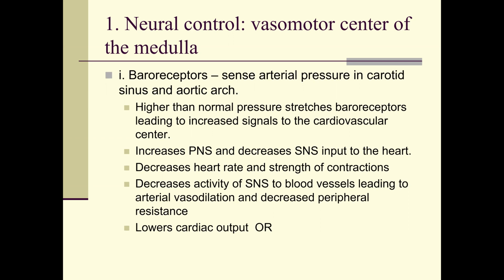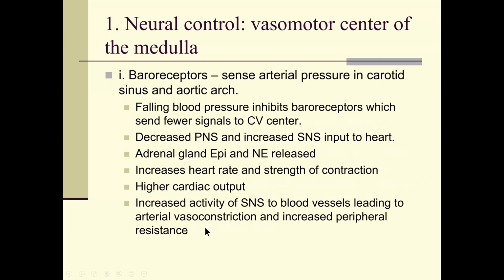If we need pressure to go down, we've got to have increased parasympathetic nervous system stimulation, and decreased sympathetic nervous system stimulation, decrease heart rate, strength of contraction, decrease activity of the sympathetic nervous system, leading to vasodilatation. If we have vasoconstriction, that's going to increase our pressure even further. So we're going to have vasodilatation. We're going to decrease the resistance, and then we're going to lower the cardiac output.